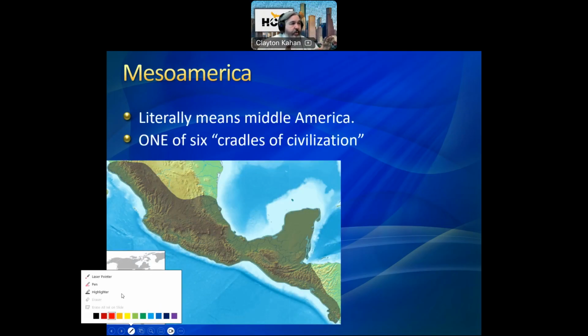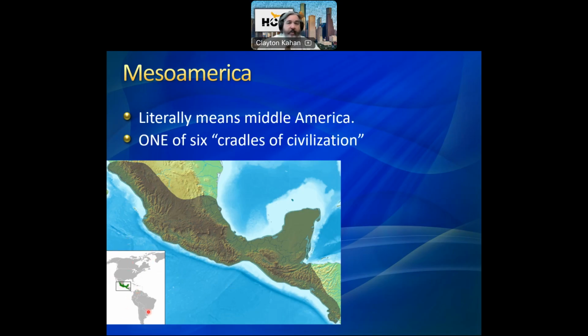Let me switch to laser pointer mode. In this little inset here on the map, we've got North and South America.